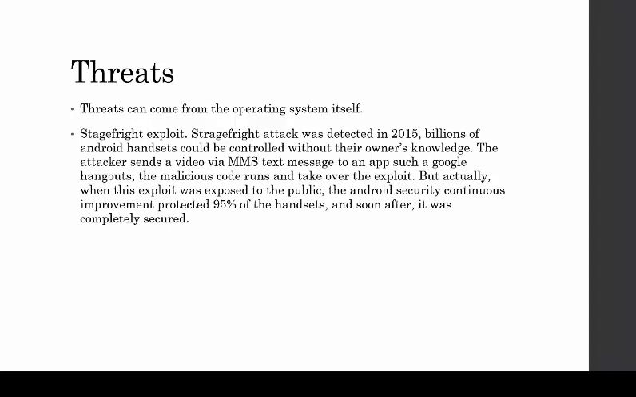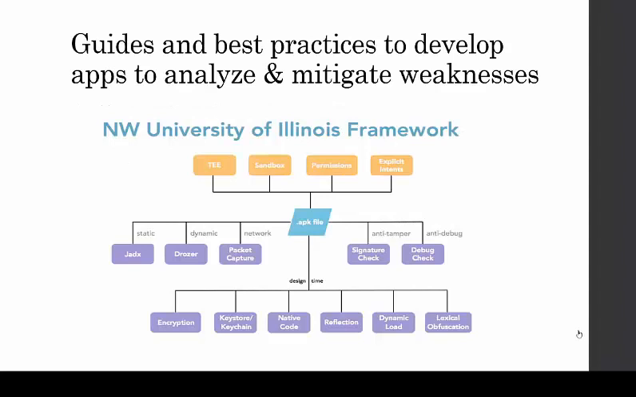So this gives you an overview that the operating system and the underlying components can be compromised. So they must be outside the trust boundaries and validated when needed. Now let's talk about guides and best practices to develop apps, to analyze and mitigate weaknesses.